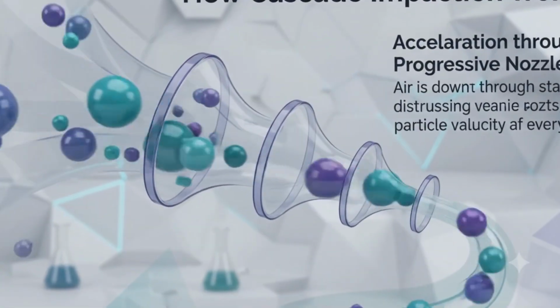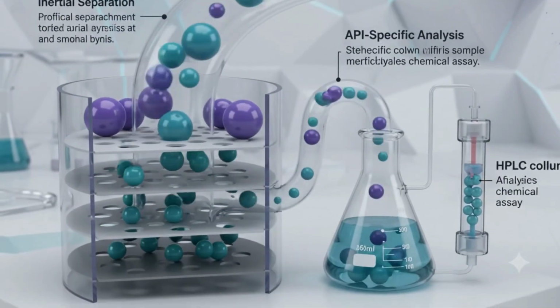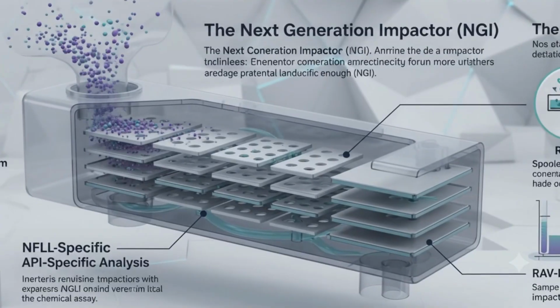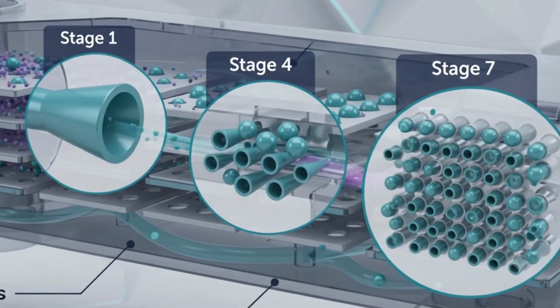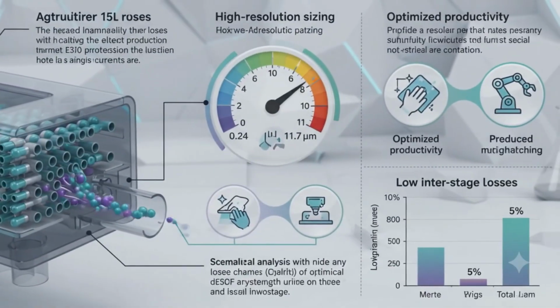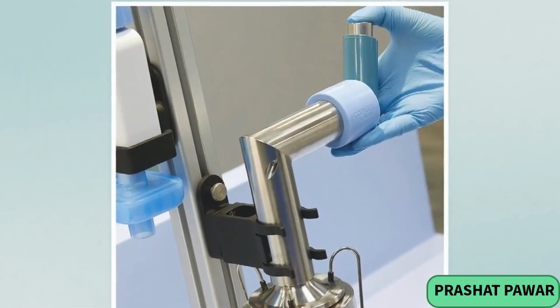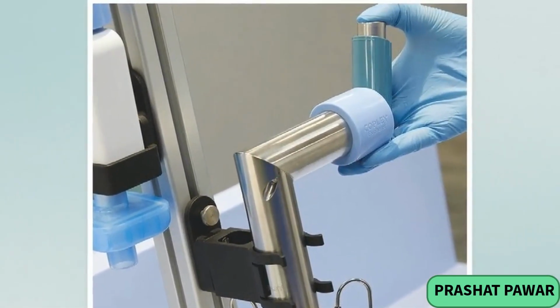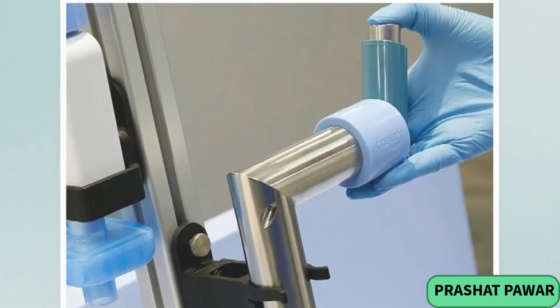Cascade impaction measures particle size in inhaled therapies. Air is drawn through stages, accelerating particles for separation. The Next Generation Impactor. To test a metered dose inhaler, an analyst must actuate the device directly into a sampling apparatus.